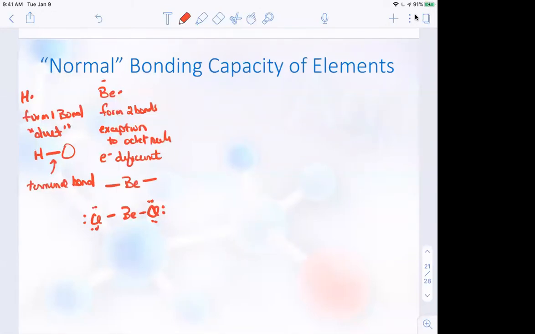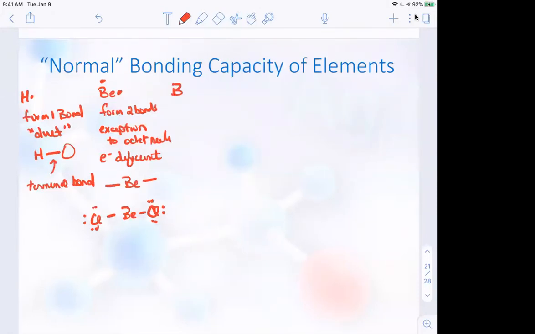But the key here is beryllium. Some of these bonds that we've considered typically ionic, because it's a metal versus a non-metal, sometimes can have more covalent character, because it's actually a spectrum of bonding between a full ionic and a full covalent bond.